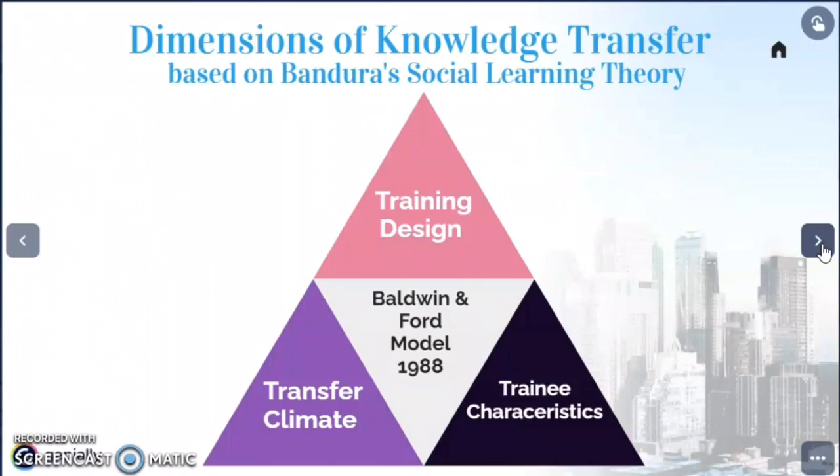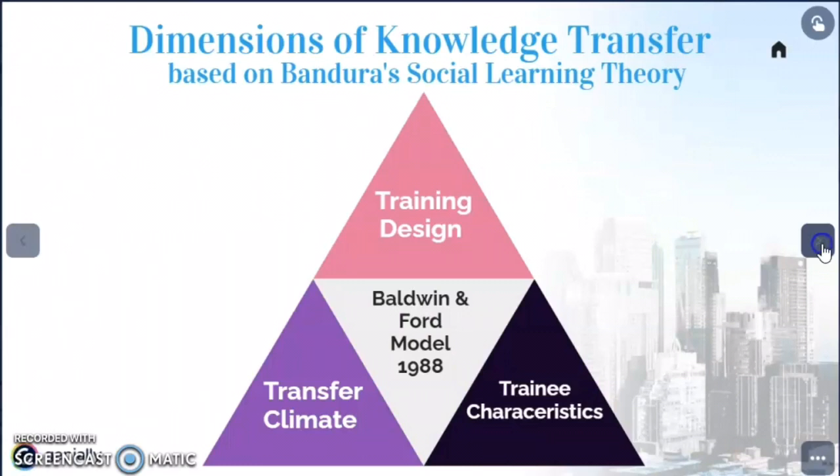In lieu of that, Baldwin and Ford in their transfer model have stated three dimensions, which are training design, transfer climate, and training characteristics. Training design refers to the design or the content of the training, whereas transfer climate refers to the work environment and the support given by the superiors as well as colleagues, and training characteristics refers to the personality of the teachers who attend the training.